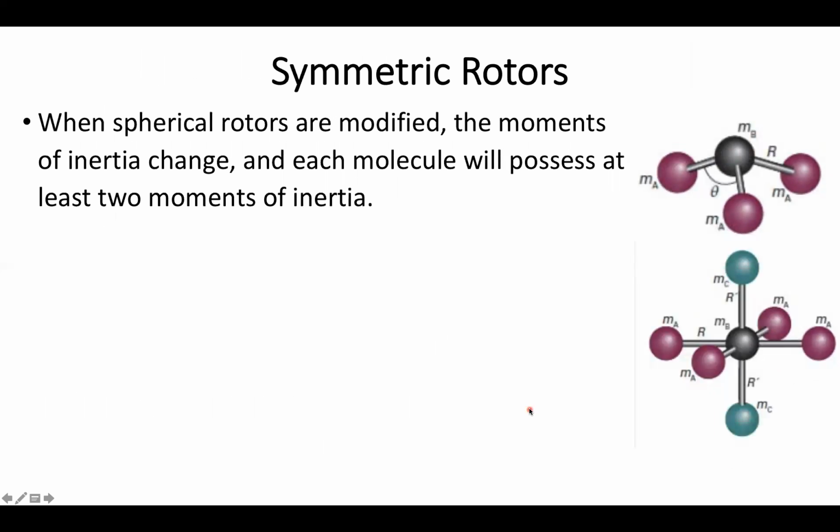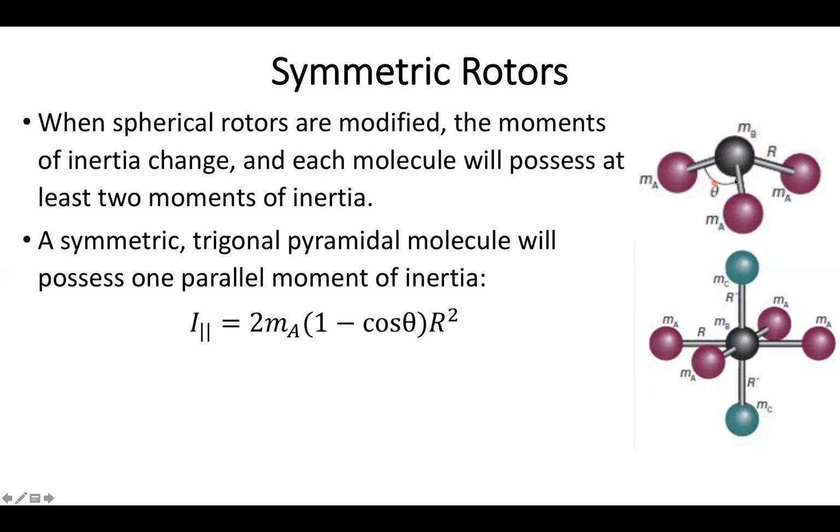Things get a lot more complicated when we go to a symmetric rotor. So a symmetric rotor is essentially going to be a molecule where I took a spherical rotor and then I messed with one of the axes. So it's going to have 2 identical moments of inertia, say in this case, in the x and y direction, and then another axis that is very different. And in both of these cases, the z direction. And so what we're going to need to do is treat these 2 different moments of inertia separately.